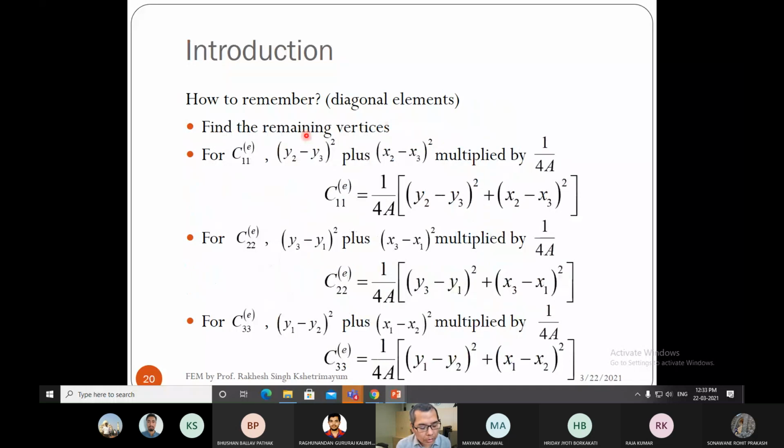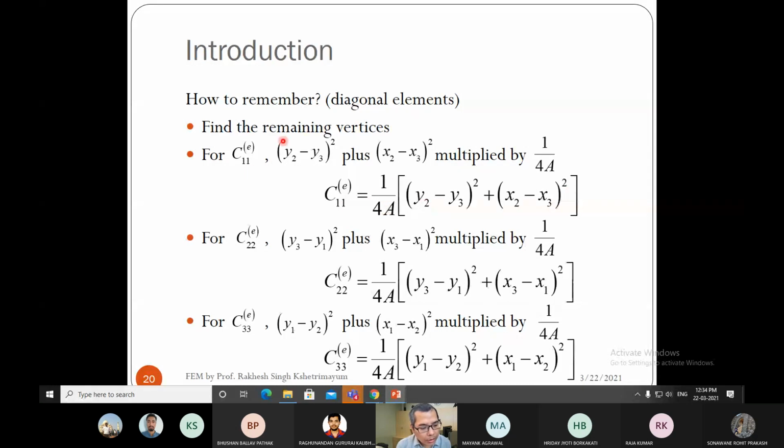How about the diagonal elements? The formula to calculate diagonal elements will be slightly different here because C11 means what? You do integration of del of alpha 1 dot product with del of alpha 1 ds. So finally, when you do that, what do you get? The formula for C11 is 1 by 4a, y2 minus y3 whole square plus x2 minus x3 whole square. You can calculate it. But how do you remember it?